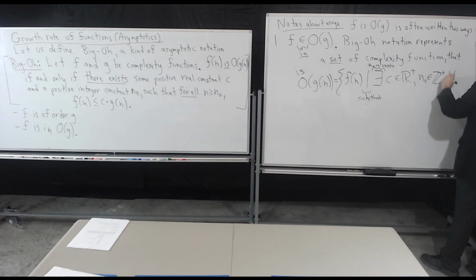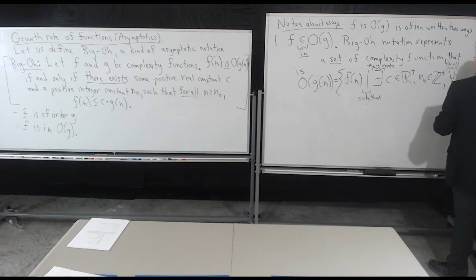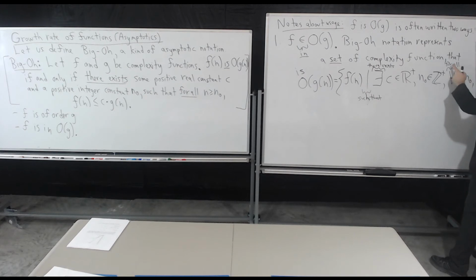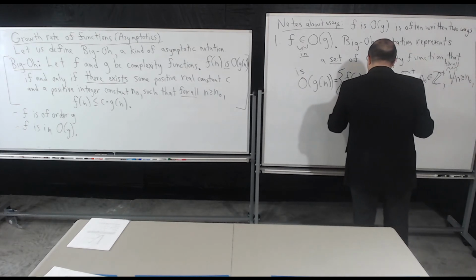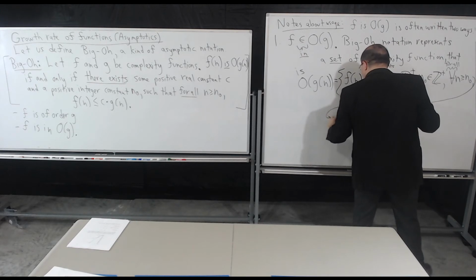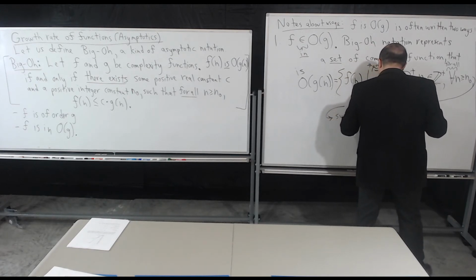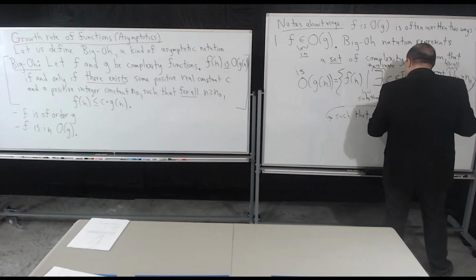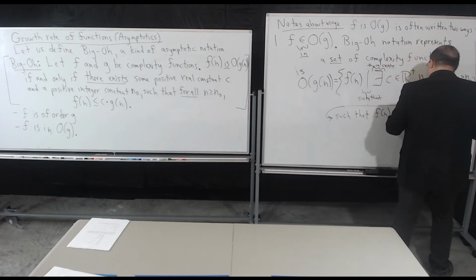For all, this upside down A means for all. You can just write out the words if these symbols look really strange to you. In a class like 277, you'll definitely encounter these. So we have there exists C and n0 such that for all n greater than or equal to n0, f of n is less than or equal to c times g of n.